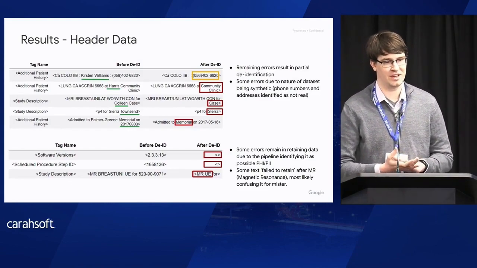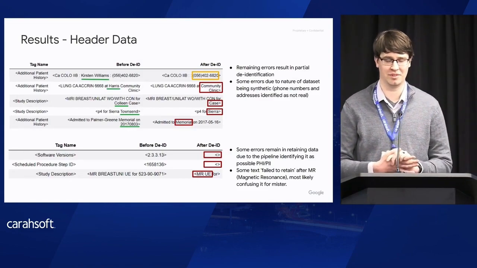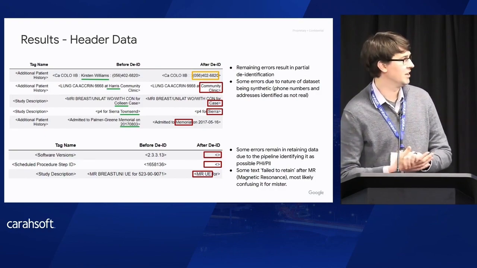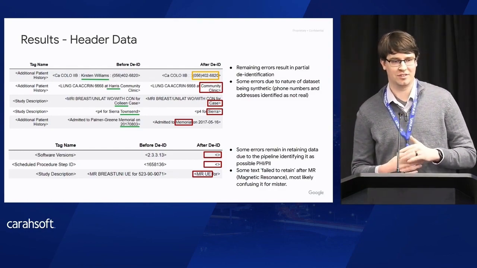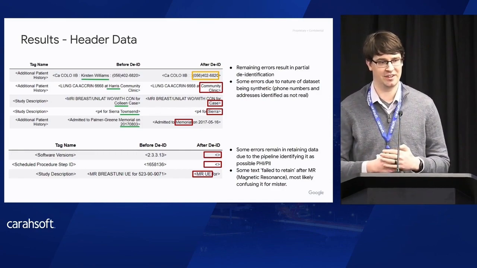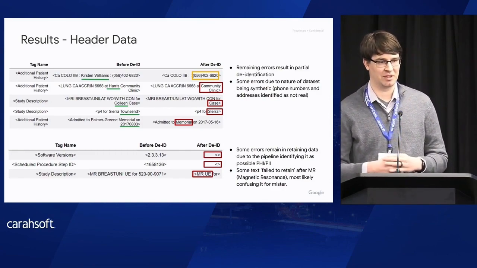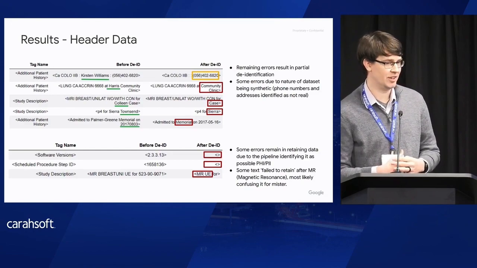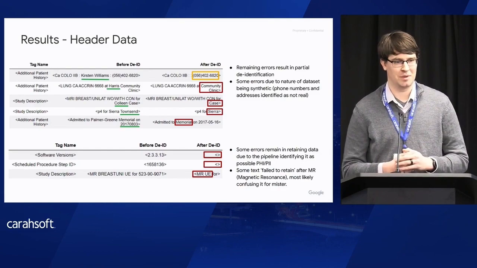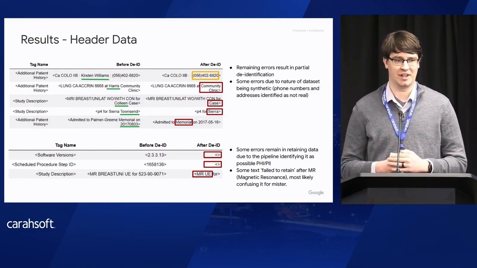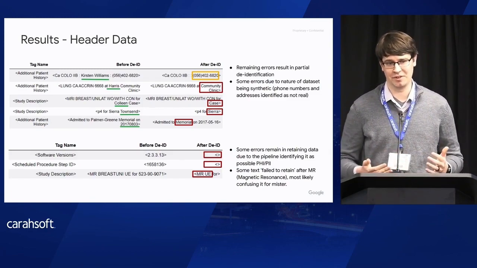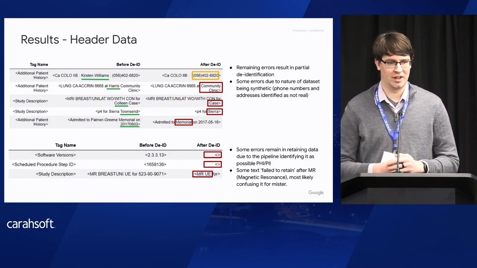So now onto the header data, and this is where we're going to get to some of the funny business that Jürgen was discussing. The green lines are all things that we were positively able to take out of the header data within its context. We can see what the tag names are there on the left. For instance, for the first one, we have the additional patient history, and we were able to identify the name that was in there before the de-identification. Then after it, you can notice that we completely scrubbed it.